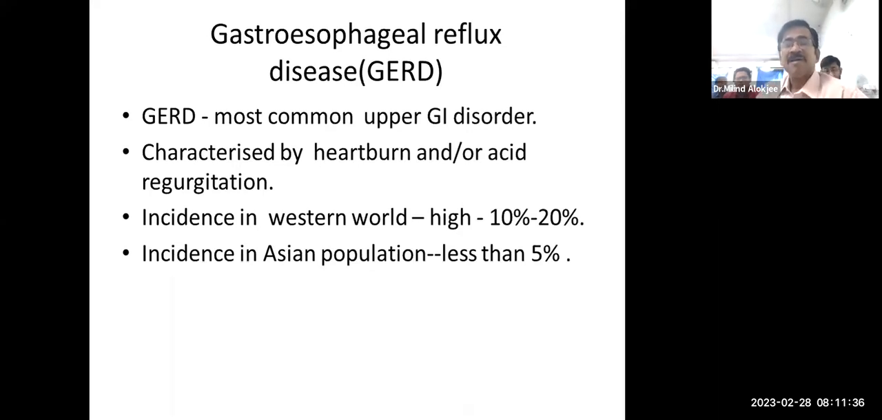So what is gastric reflux disease? It is the most common upper GI disorder. It is characterized by heartburn and/or acid regurgitation. The incidence is very high in the Western world, as high as 10 to 20%, but it is observed that GERD is less common in the Asian population, which is less than 5%.